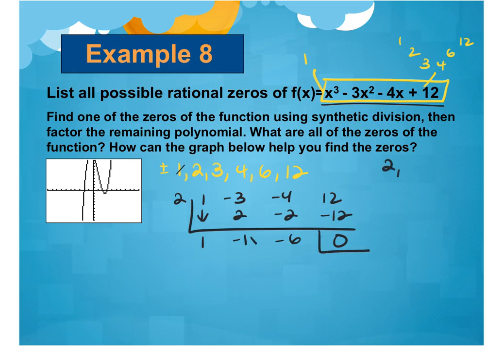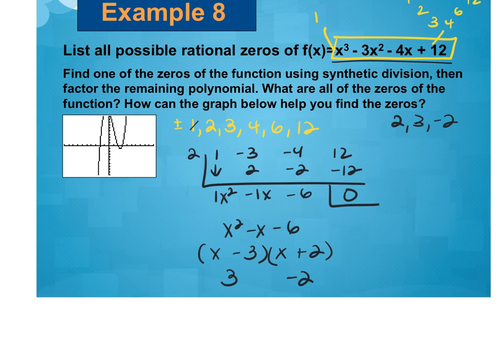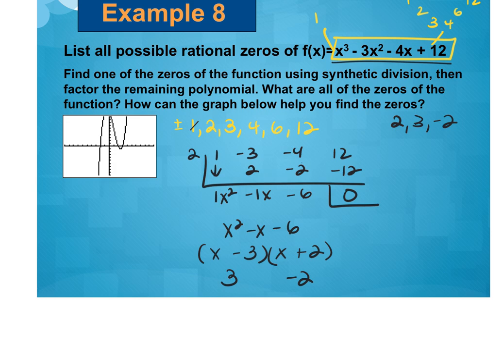That's my remainder. Here gets the x and the x squared, and I get x squared minus x minus 6. And the factors of negative 6 that sum to negative 1: negative 3, positive 2. So 3 and negative 2 are the remaining zeros. If it had asked for it in linear factors, it would be x minus 2, x minus 3, and x plus 2. So here are the list of zeros, and here are your linear factors. Now, how could the graph have helped us if they're all real numbers? We're actually going to see them as x-intercepts on our graph.